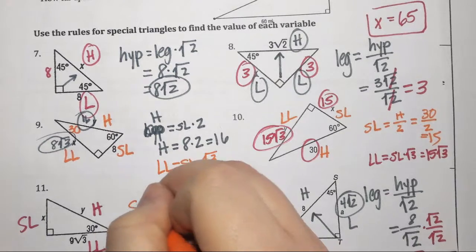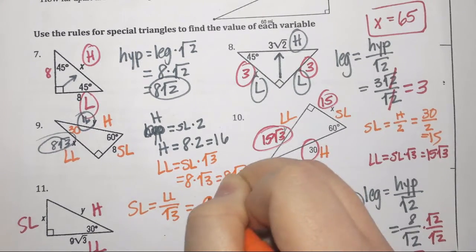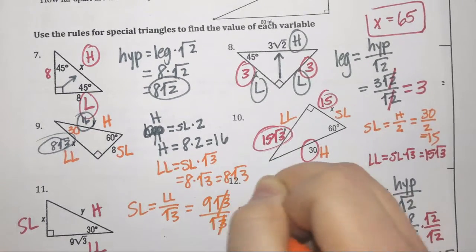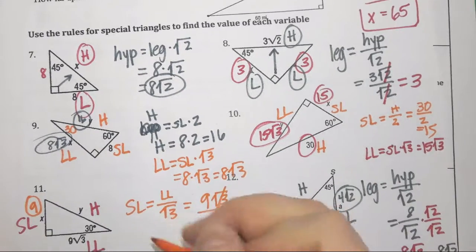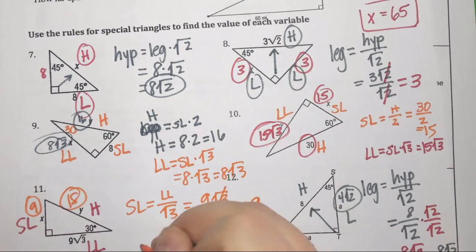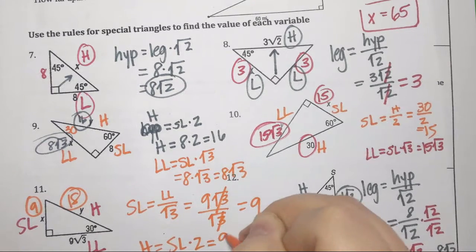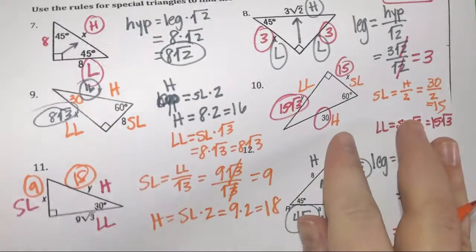Okay, so to figure out the short leg, you take your long leg and divide by the square root of 3, but my long leg is 9 square roots of 3. So when I divide by the square root of 3, they cancel out, and I just get 9. And then what does that make my hypotenuse then? Because 9 times 2 is 18. But if you want to write it out, short leg times 2, 9 times 2 equals 18. That is fine with me.